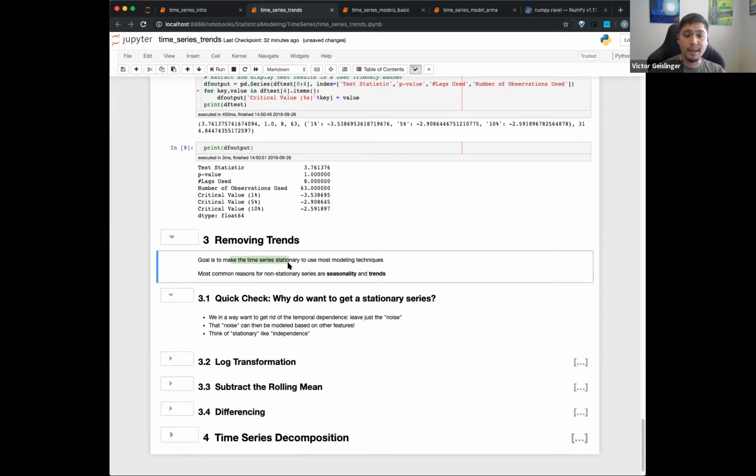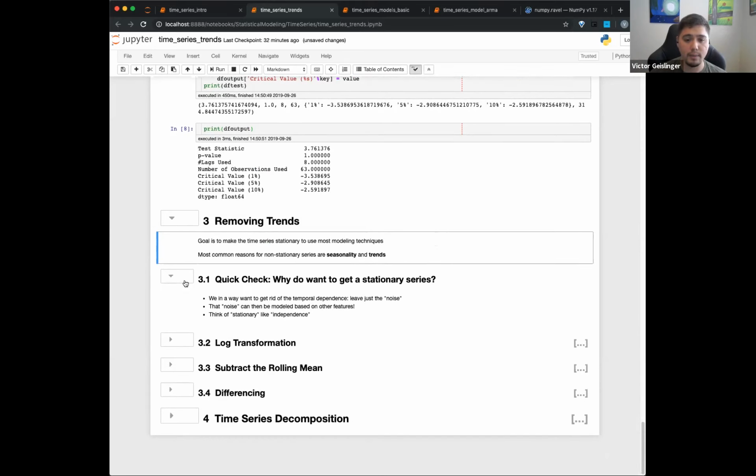Basically, the way I like to imagine this is that there's no new dependence in time. All of it's kind of like the pure function versus the time dependence. The most common reasons for non-stationary series are things like seasonality, so there's a periodicity, right? Or a trend where it's going upward or exponential or whatnot.